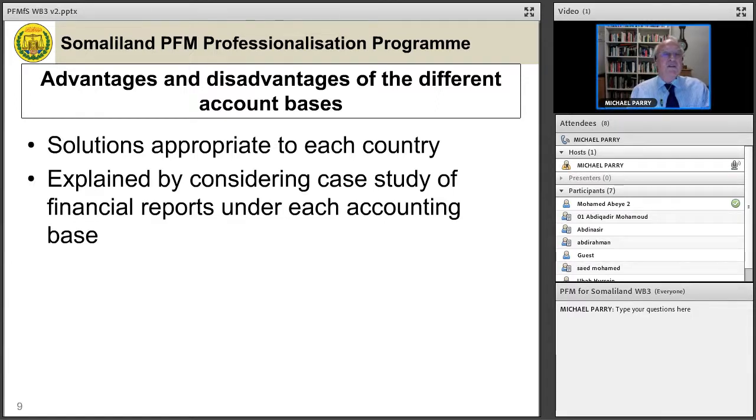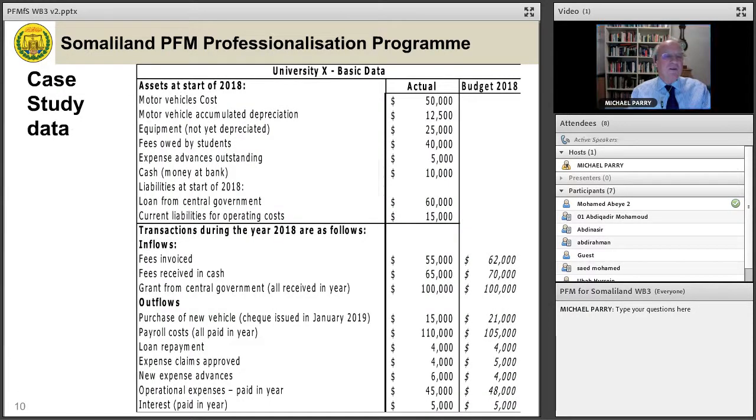What are the advantages and disadvantages of these different accounting bases? Well, the answer is that solutions are appropriate to each country. You can't say absolutely that one basis is better than the other or the right one for everybody. The solution has got to be appropriate to each country. And we'll explain those by considering a case study of financial reports under each accounting base.